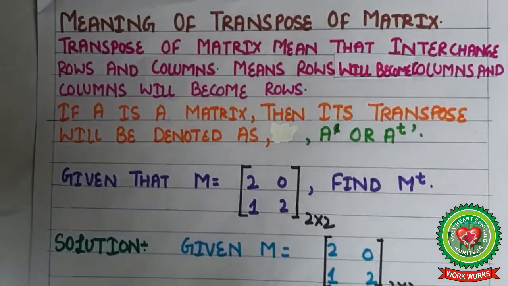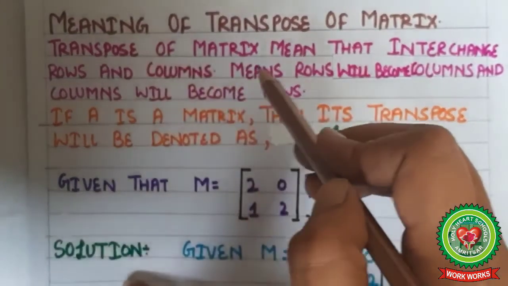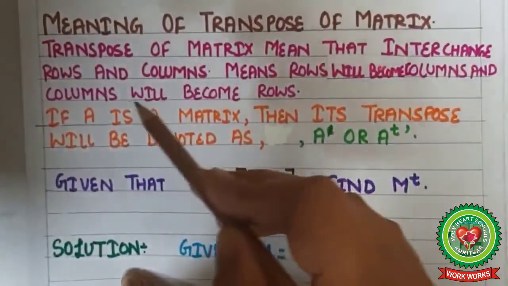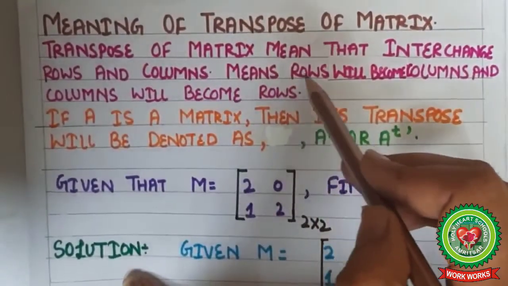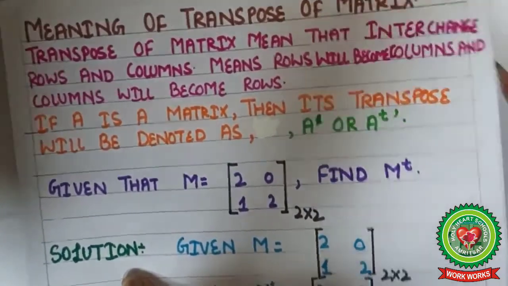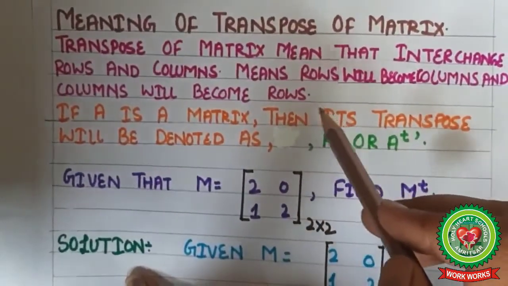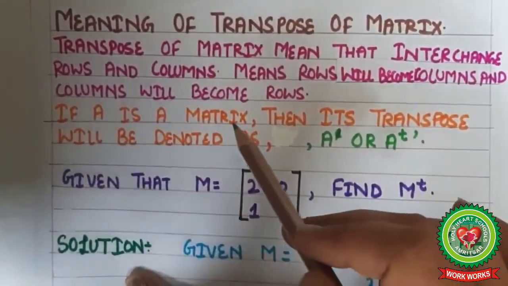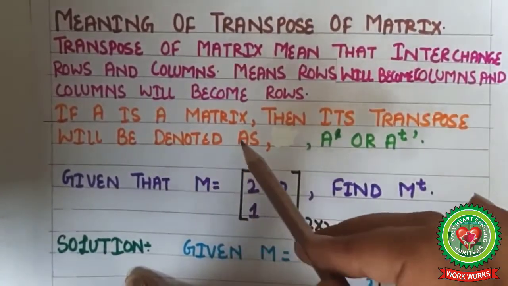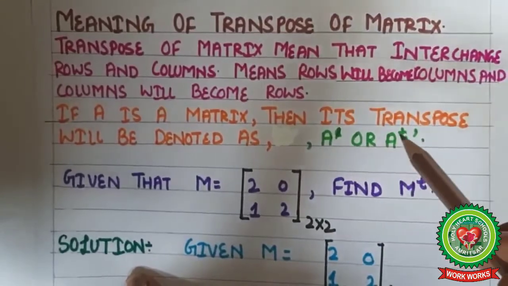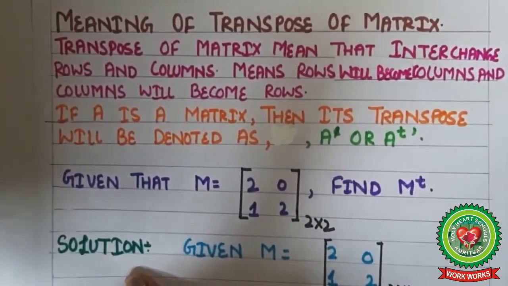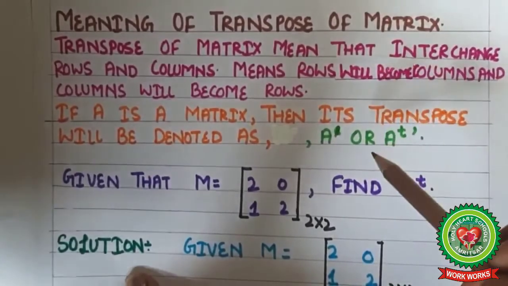Students, now we will discuss the concept of transpose. Before starting with the question of transpose, first of all, we will understand what is the meaning of transpose of a matrix. Transpose of a matrix means that we interchange rows and columns. Means rows will become columns and columns will become rows. If we are having a matrix A, then its transpose will be denoted as A dash or A T. T means transpose.